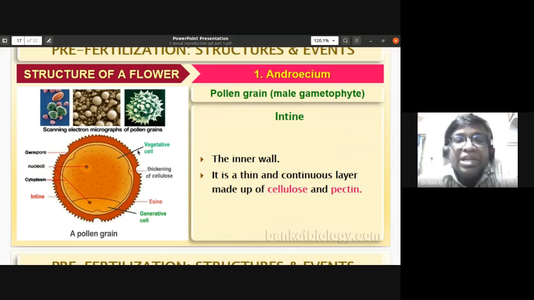Intine is the inner wall. It is a thin and continuous layer, and intine is made up of cellulose and pectin. Exine is made up of sporopollenin. Intine is made up of cellulose and pectin.